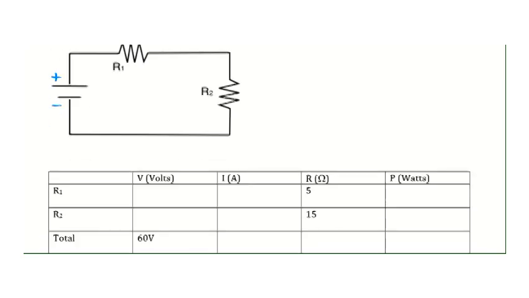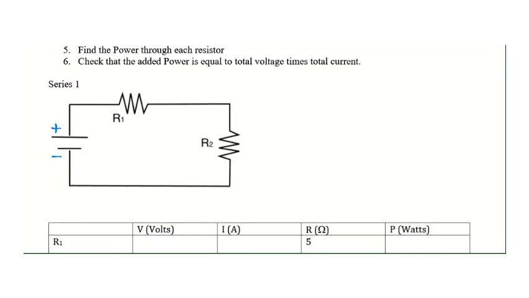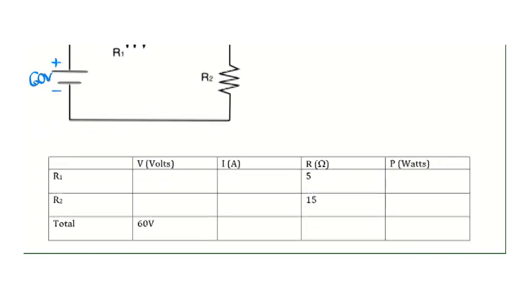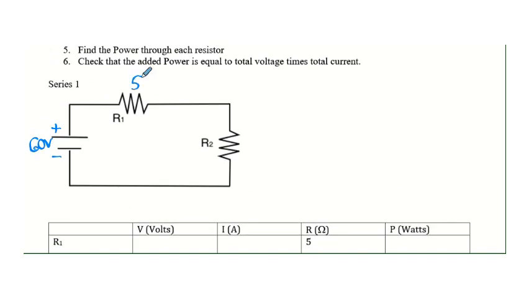Now in this particular problem, you can see in the VERP table below that we know that this is a 60-volt power supply. So that is the voltage that will be driving the current through this circuit. Now it says resistor 1 is 5 ohms, so I'm going to label that. And it says resistor 2 is 15 ohms, so I'm going to label that.